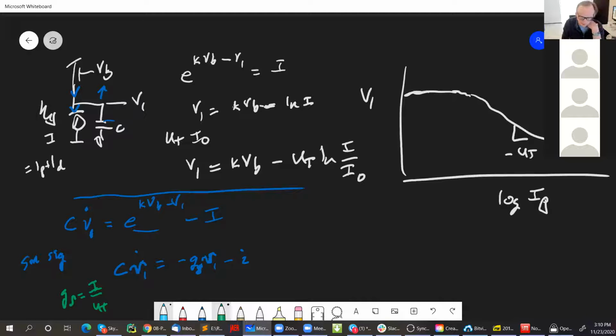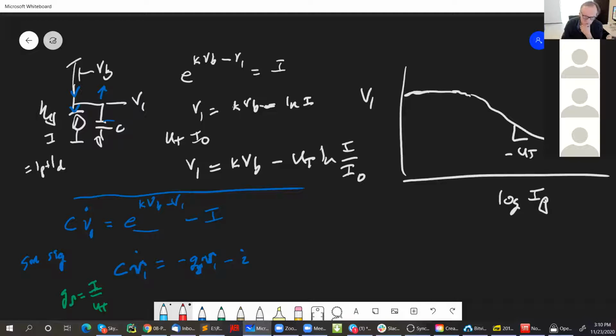Okay, so that's the small signal equation. Shall we solve for the small signal transfer function too? Frequency response. Okay, let's do that next. So I'll do that in red. So now what we do is we get rid of the dot. We replace the derivative with respect to time with an S.